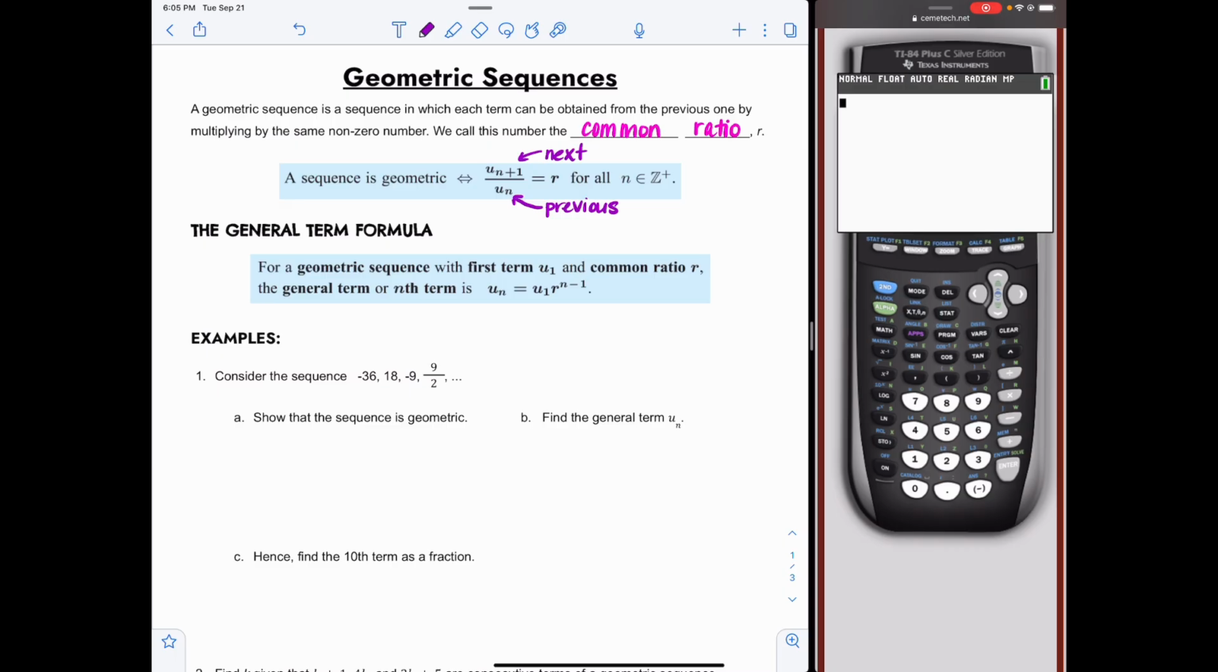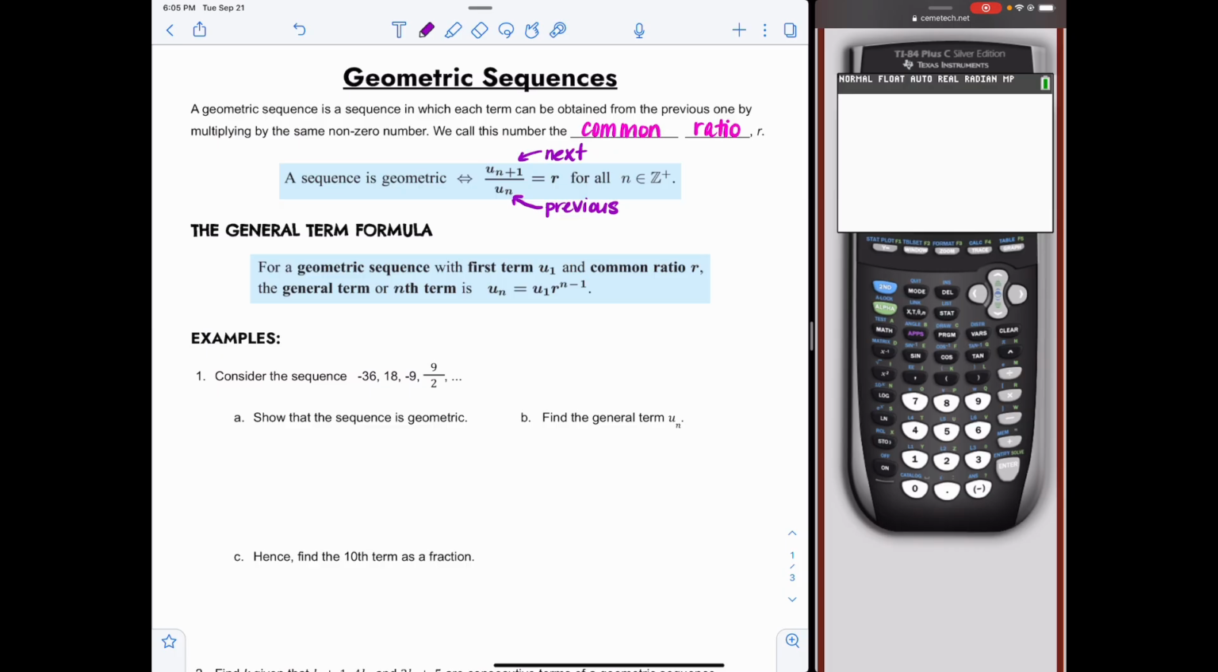So let's get into the general term formula. For a geometric sequence with the first term u1 and the common ratio r, the general term, or the nth term, can be found by using the formula u sub n is equal to u sub 1 times r to the power of n minus 1. So let's look at some examples.